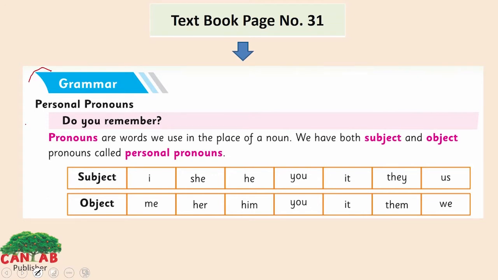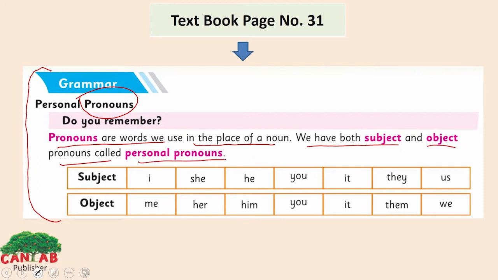We have a grammar section here on personal pronouns. What are personal pronouns? We will first understand and learn the concepts. What are pronouns? Pronouns are those parts of speech which replace the noun. A noun is the name of a person, place, thing or idea. Pronouns are words we use in place of a noun. We have both subject and object pronouns, called personal pronouns.